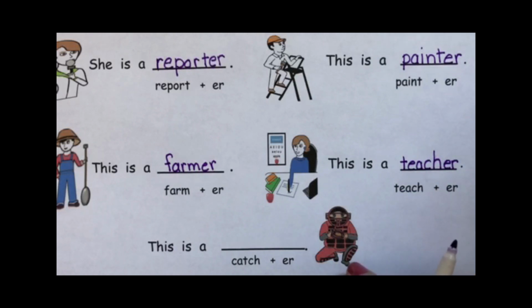Then we have somebody right here. This word is catch plus the suffix er makes catcher. This is, we're going to write the root word, catch. And then we're going to add the suffix er, which changes the word to catcher. This is a catcher.